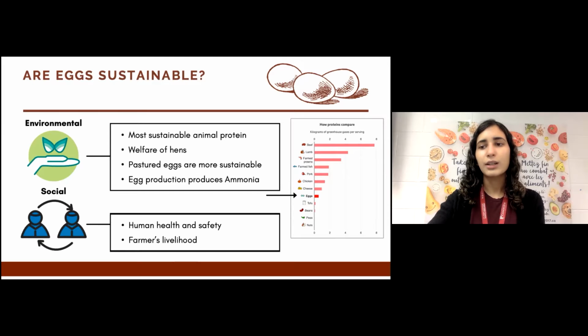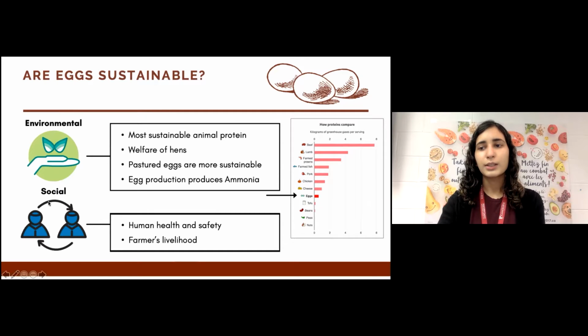However, pastured eggs are considered more sustainable, as they provide hens with the opportunity to remain outside on a pasture during the daytime and collect their own food and live naturally, and then overnight they're brought back to the barn. Egg production and farming also produces ammonia, as the hens produce the gas, and this can decrease air quality.